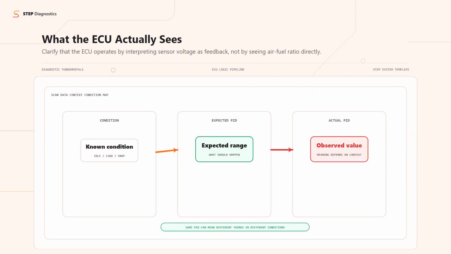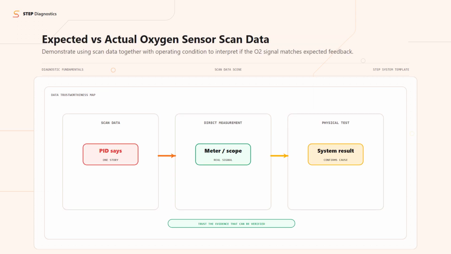The ECU doesn't measure air or fuel directly. It reads the voltage signal from the O2 sensor and interprets it as rich or lean. Every decision it makes for fueling corrections and code triggers depends on this input, filtered through its enable criteria and plausibility checks.